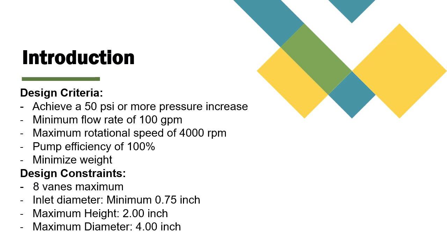And we have a few design constraints that we have applied to our project. We can only have up to 8 vanes in our pump, so we can have 8 of those fins. Our inlet diameter is a minimum of 3/4 of an inch. There is a maximum height of 2 inches, as well as a maximum diameter of the entire part of 4 inches. That maximum height and diameter are after post-processing, so the cast can be larger as long as the post-processing product is under those constraints.